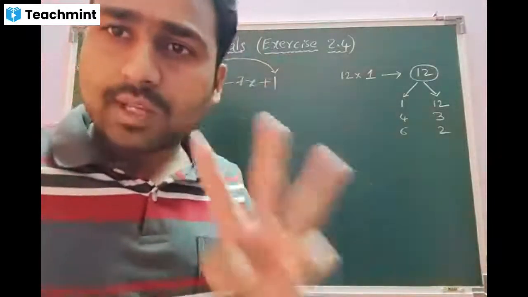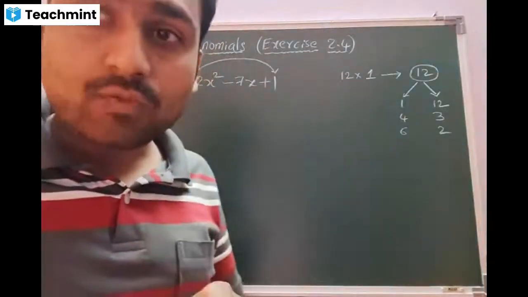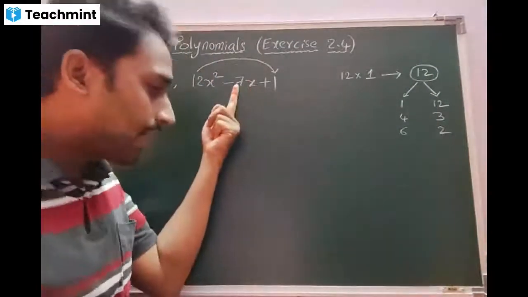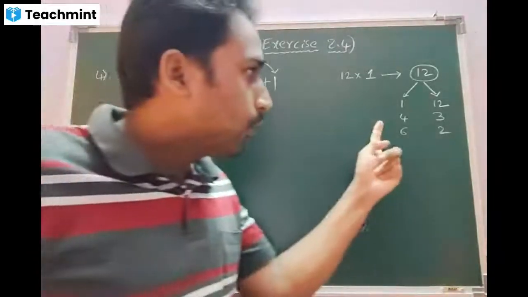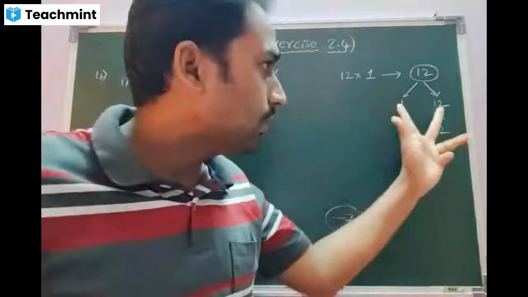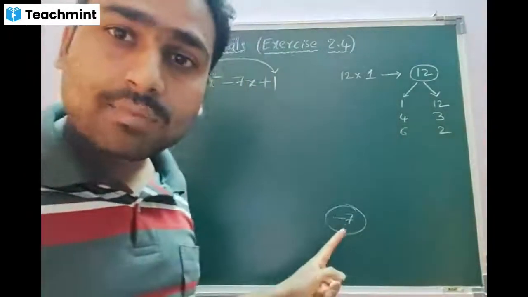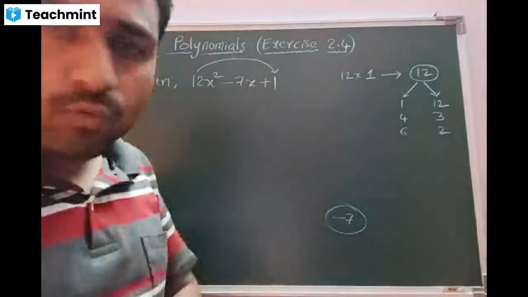Out of three sets, I have to choose any one set which will satisfy the condition of the middle term. What is the middle term, beta, here? -7. Correct? If you add or subtract the given set here, your answer should come 7. That particular set you have to choose. Let me explain you further.